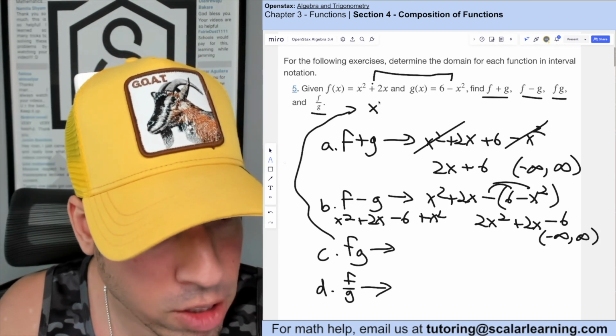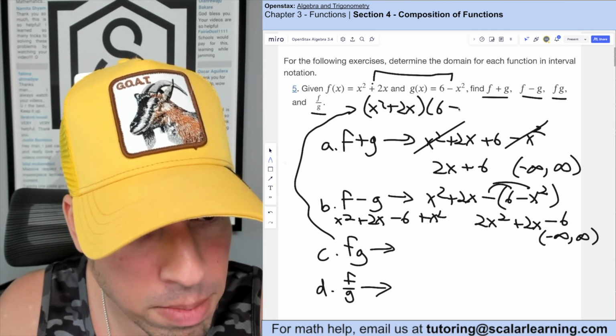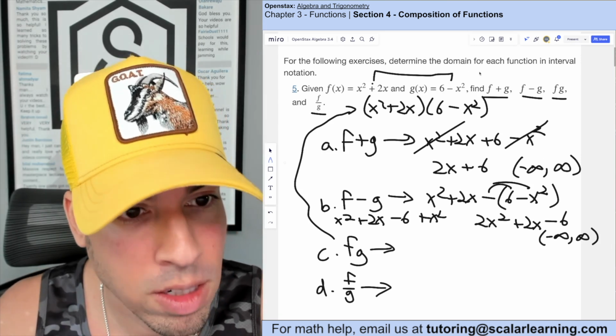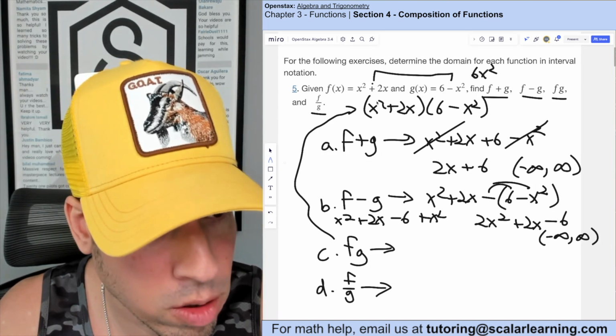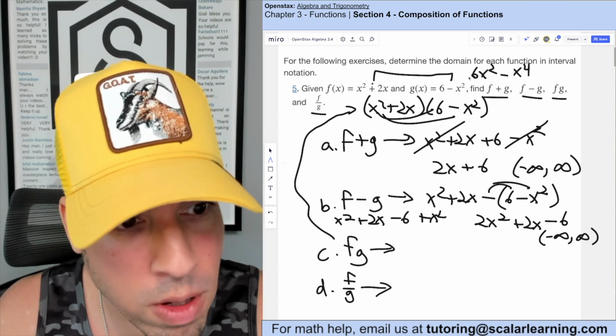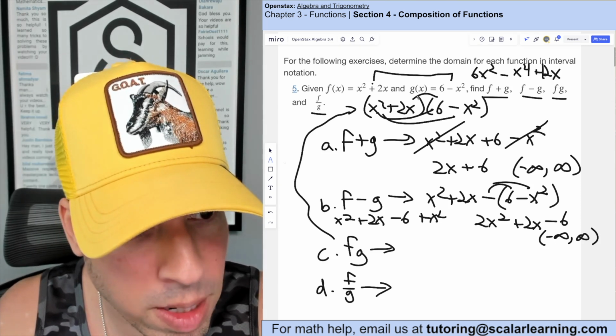So f is x squared plus 2x, and g of x is 6 minus x squared. So we're going to FOIL. So x squared times 6 is going to be 6x squared. That's these two guys. Then we're going to multiply these guys. That's minus x to the 4th. Then we're going to multiply these guys. That's plus 12x. And then we're going to multiply these guys.